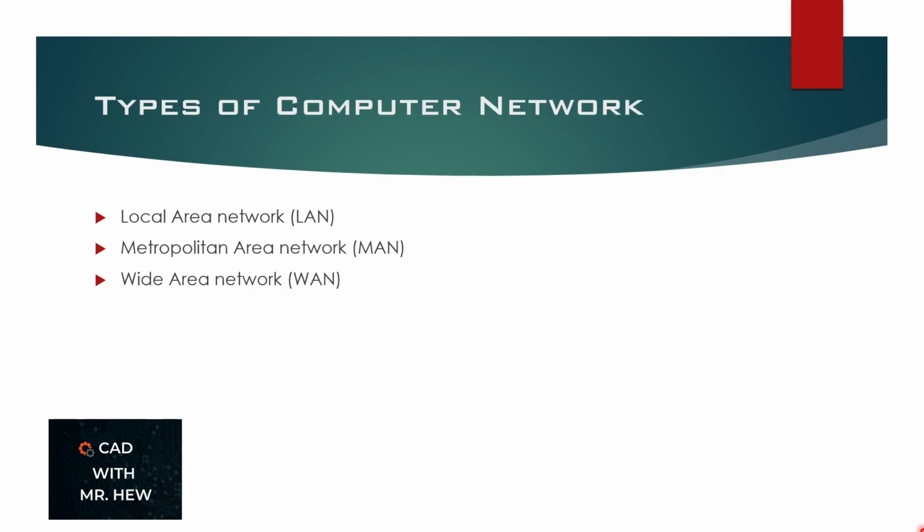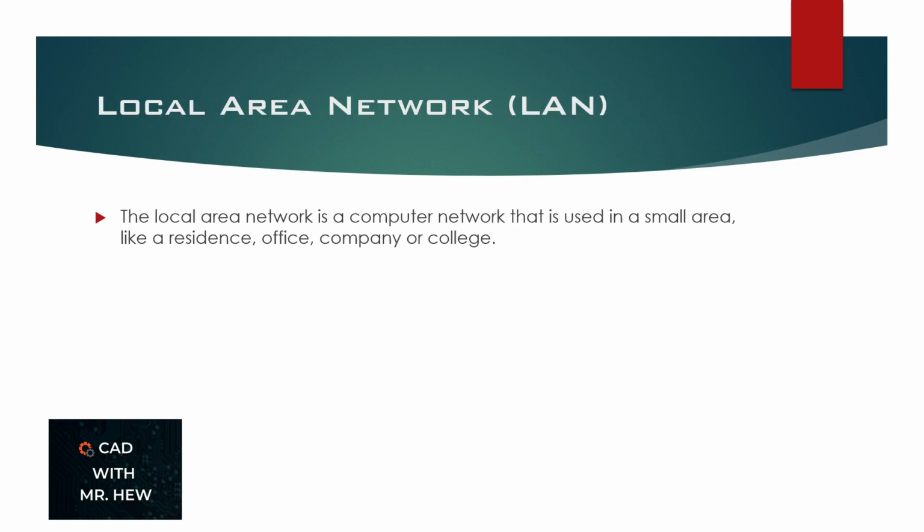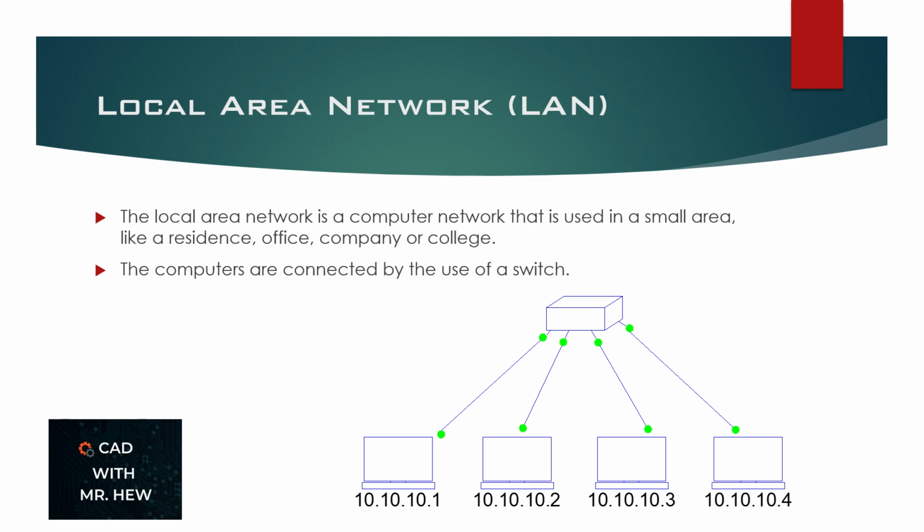Types of computer network. We have the local area network, LAN. We have the metropolitan area network, MAN. And we have the wide area network, WAN. Local area network. The local area network is a computer network that is used in a small area, like a residence, an office, a company, or a college. Computers are connected by the use of a switch in a local area network.